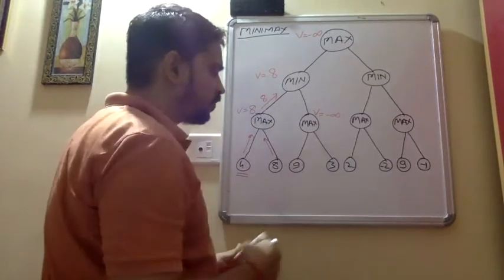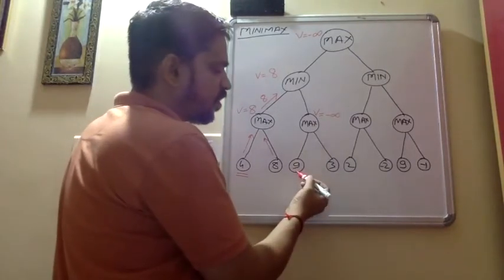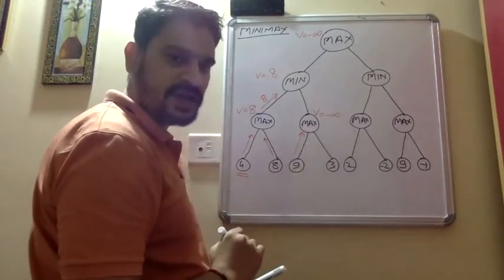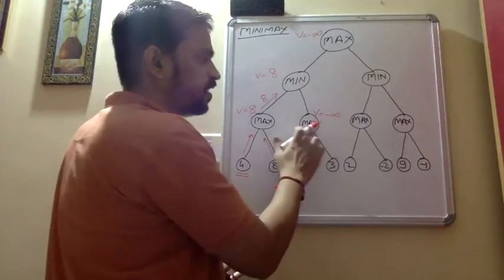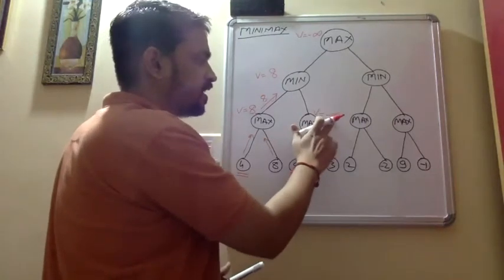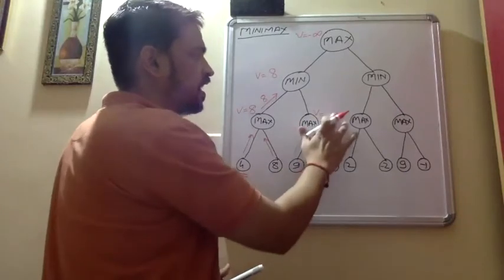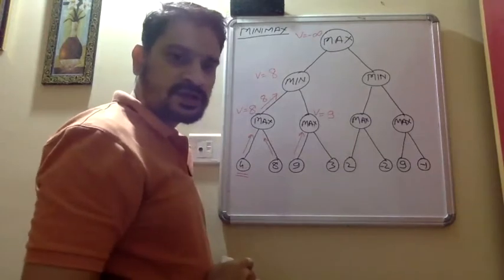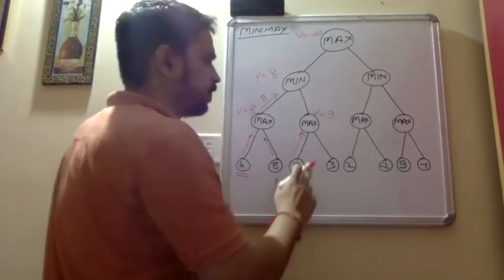When we go to the left part, we get the constant value 9. 9 will be picked up and compared with minus infinite. Which one is larger? Because we are going for the maximizer node, we have to see which is larger. 9 is larger than minus infinite. So minus infinite will be changed to 9.